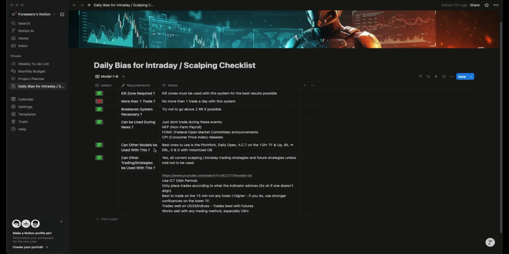Now, can other models be used with this? Yes, you can use other models of bias or other ways of finding your bias or session bias, like the pitchfork, the daily open, advanced candlestick theory, which is my theory, whether it's on the 12-hour time frame and up. You can use IRL to ERL, supply and demand.